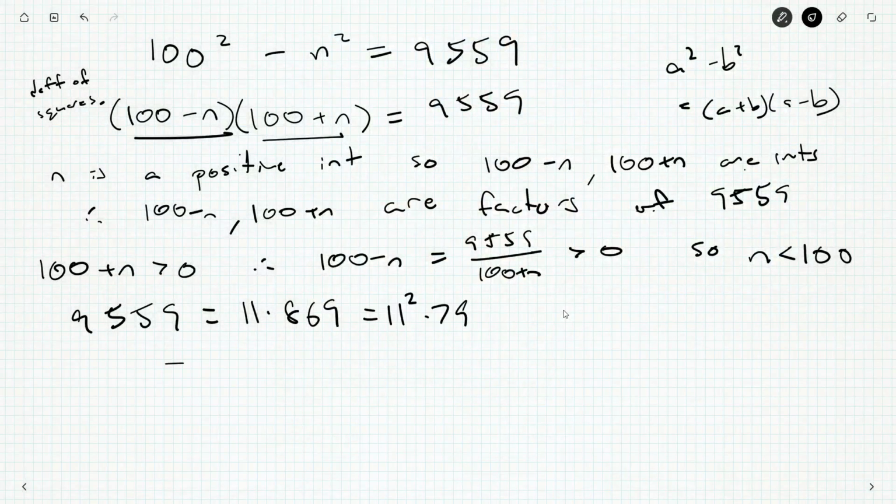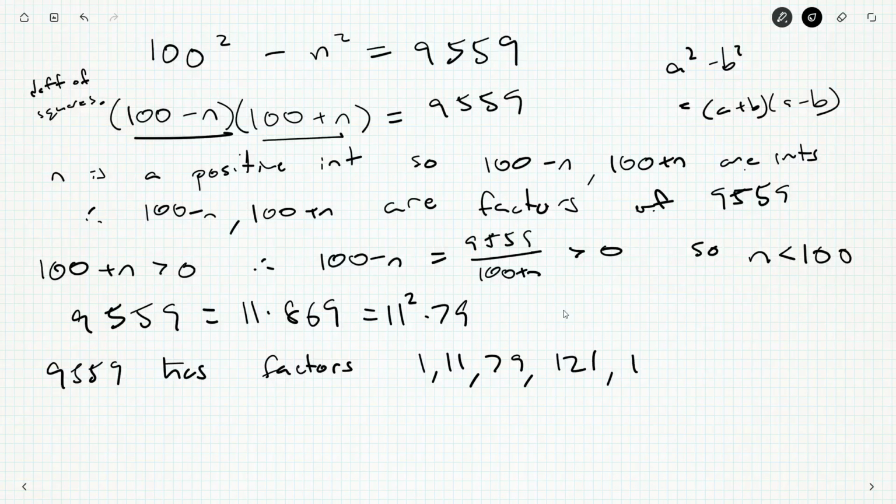Okay. So 9559 has factors 1, 11, 79, 869. Oh, let's not forget 121. 869 and 9559.